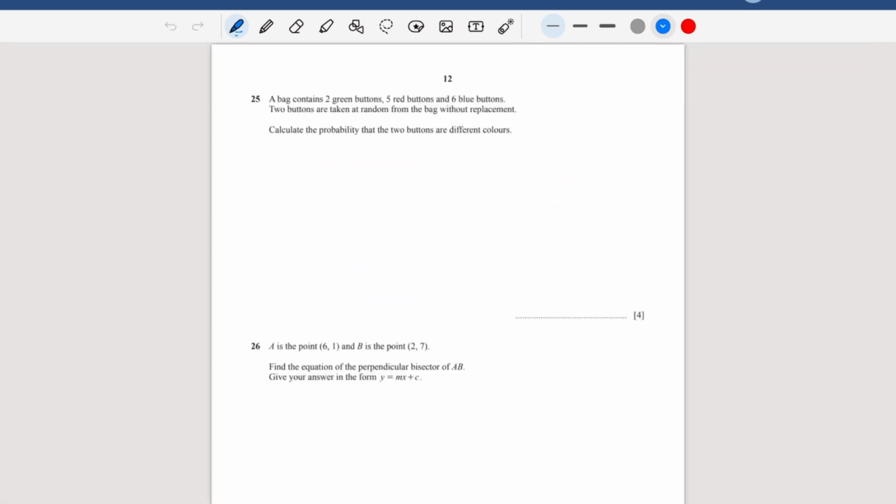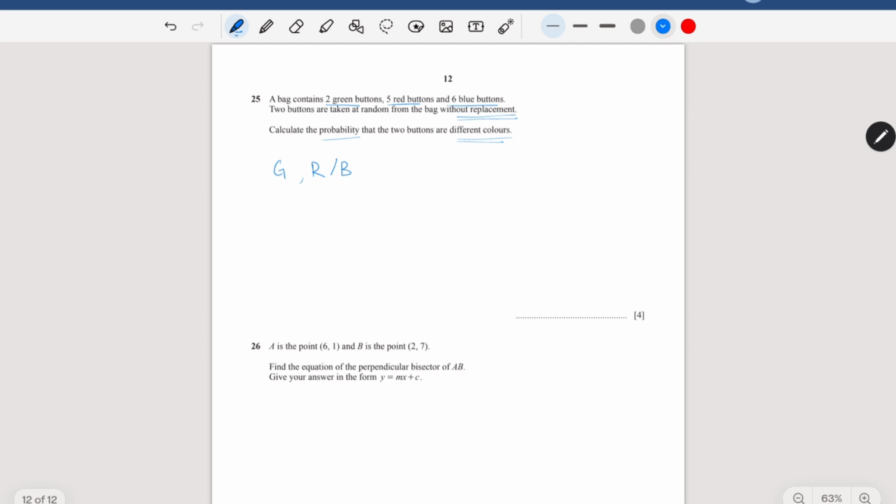Okay students, now we go to question 25. A bag contains 2 green buttons, 5 red buttons, 6 blue buttons. 2 buttons are taken at random from the bag without replacement. Calculate the probability that the 2 buttons are different colors. If the 2 buttons are different colors, the first probability will be when you take one button from that bag, the first button can be green. The second button can be either red or blue.